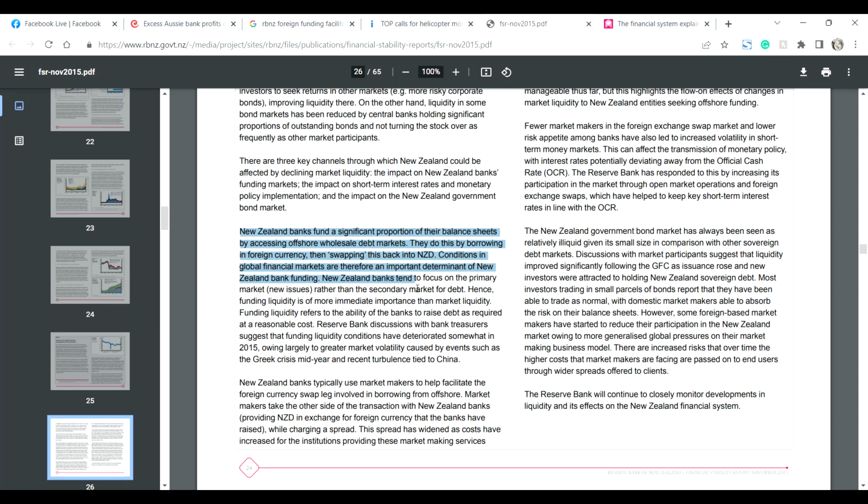New Zealand banks tend to focus on the primary market, new issues, rather than the secondary market debt. Hence, funding liquidity is of more immediate importance than market liquidity.